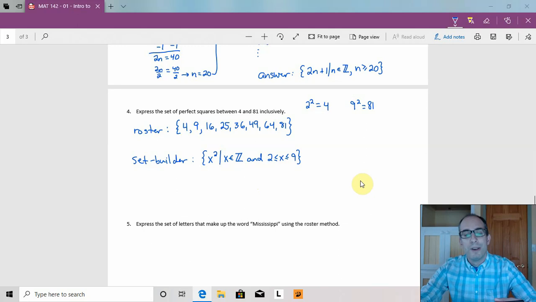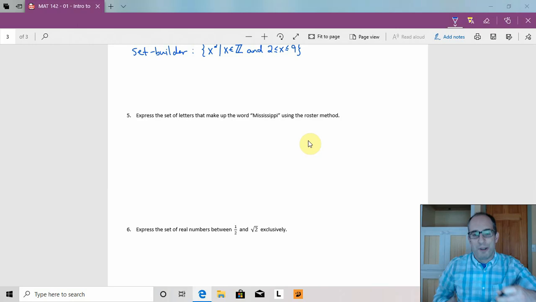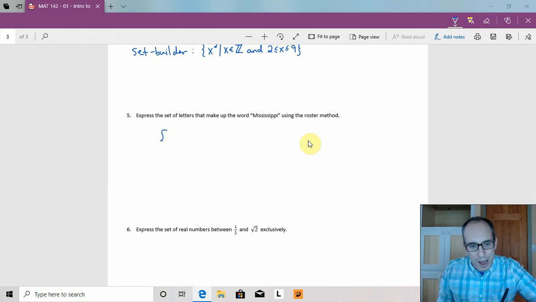All right, I wanted one that wasn't numbers, and I wanted one where stuff repeated. So Mississippi was kind of the obvious choice, but this is actually kind of funny how short it is. So the set of letters that make up the word Mississippi, I would just go through the word left to right and just kind of pick them out. Let's see. So there's an M. Okay, that's in there, so might as well go ahead and put it in there.